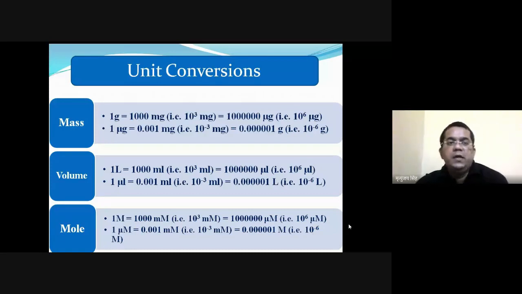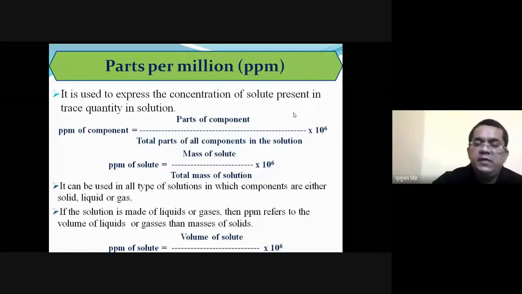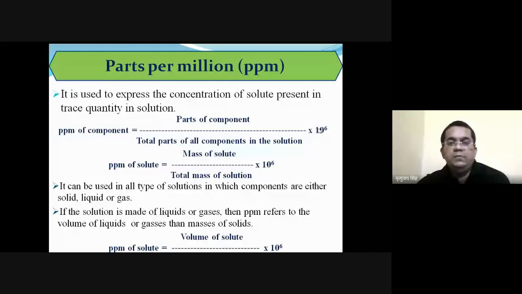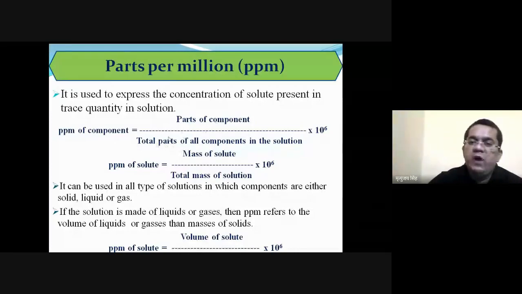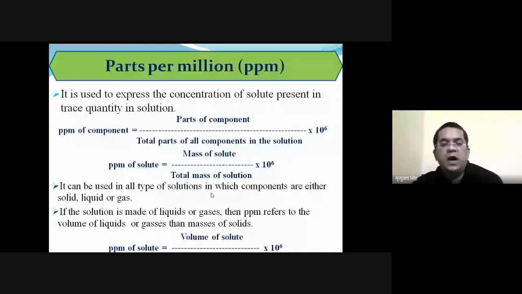Parts per million. It is used to express the concentration of solute present in trace quantity in solutions. Parts per million of a component: we use this equation, parts of component upon total parts of all components in solution multiplied by 10 to the power 6. For solute, ppm is mass of solute divided by total mass of solution into 10 to the power 6. It can be used in all types of solutions in which components are either solid, liquid or gases.